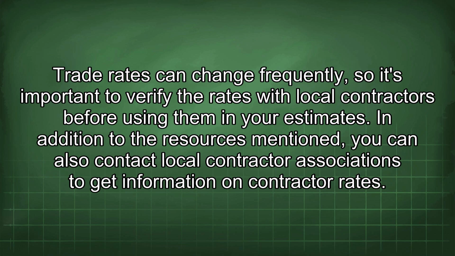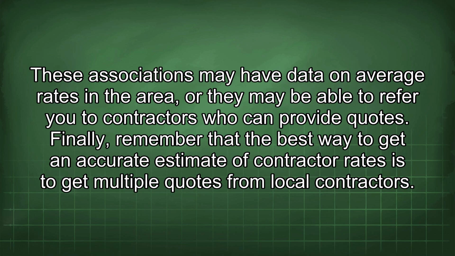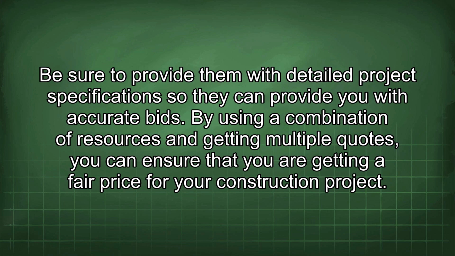In addition to the resources mentioned, you can also contact local contractor associations to get information on contractor rates. These associations may have data on average rates in the area, or they may be able to refer you to contractors who can provide quotes. Finally, remember that the best way to get an accurate estimate of contractor rates is to get multiple quotes from local contractors. Be sure to provide them with detailed project specifications so they can provide you with accurate bids. By using a combination of resources and getting multiple quotes, you can ensure that you are getting a fair price for your construction project.